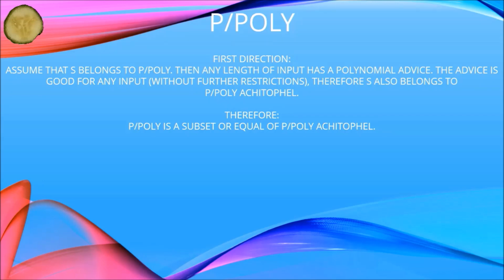Then any length of input has a polynomial advice. The advice is good for any input, without further restrictions. Therefore, S also belongs to P/poly Karp-Lipton. Therefore, P/poly is a subset or equal of P/poly Karp-Lipton.